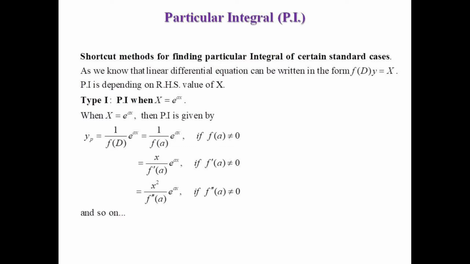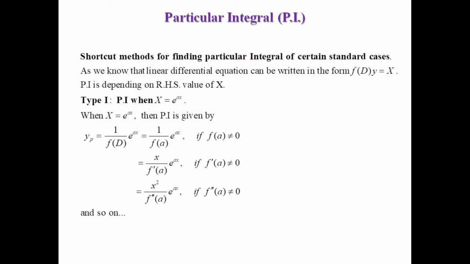So here, whenever the D term is there, replace D by a, where a is obtained from the term e raised to ax. So now replace D by a. This is the meaning of this particular integral. Then it may be possible that the denominator term becomes 0 when we replace D by a.